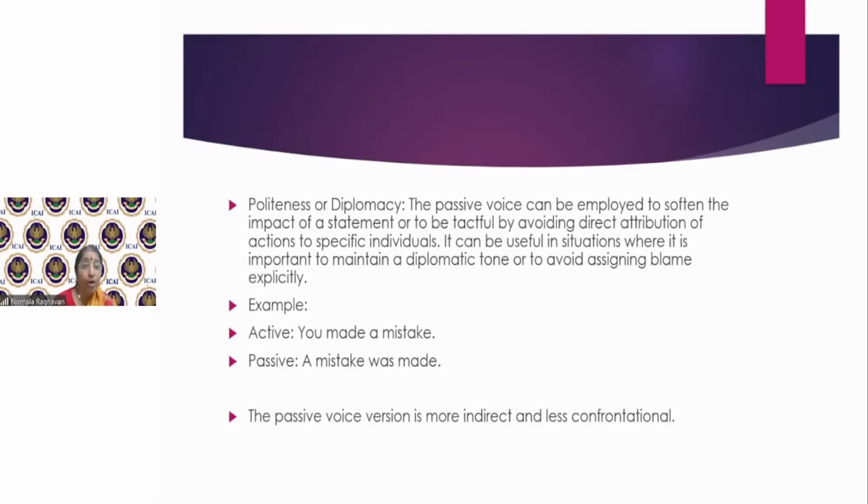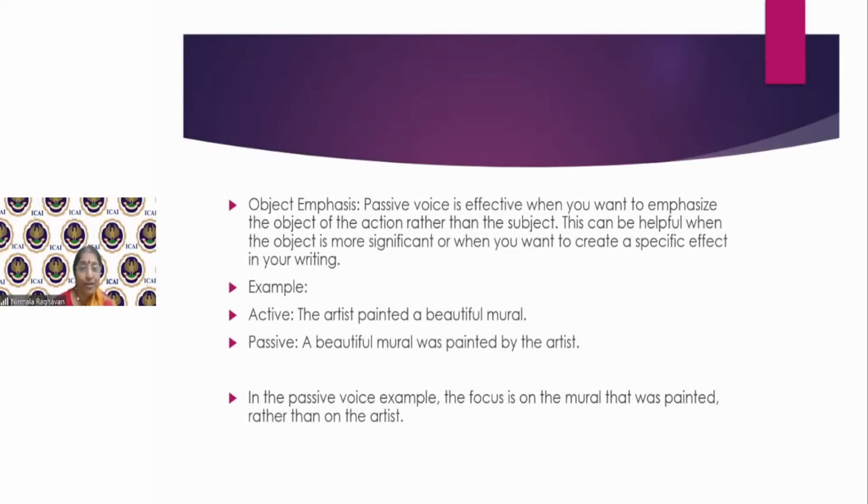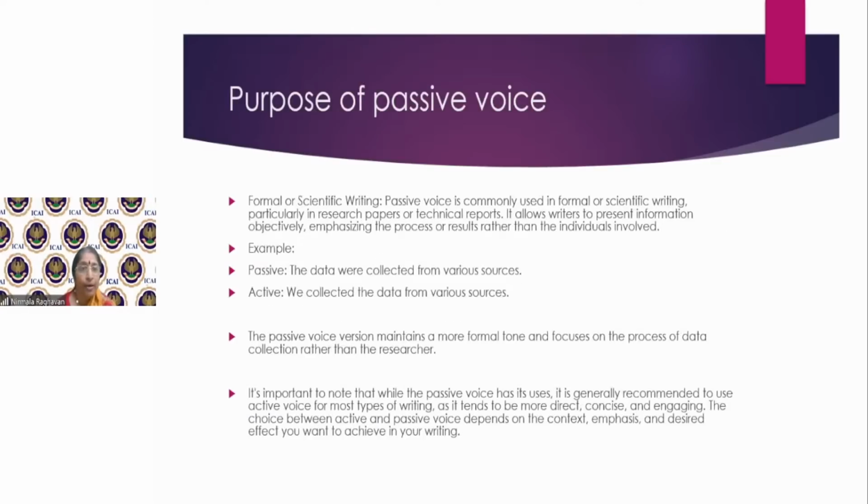Okay. Object emphasis. The artist painted a beautiful mural. A beautiful mural was painted by the artist. So, the mural becomes more important than who did it. The focus is on the object. Now, formal or scientific writing. This you must know. When you read formal or scientific writing, especially scientific journals, you will see that they are all in passive, because who did it is not important, because it's always a team.